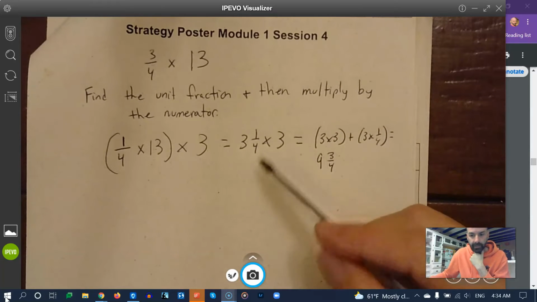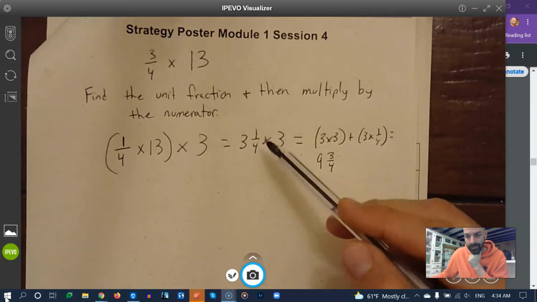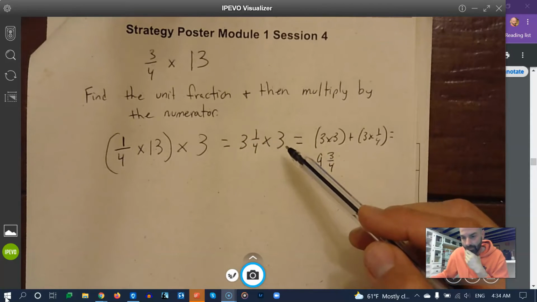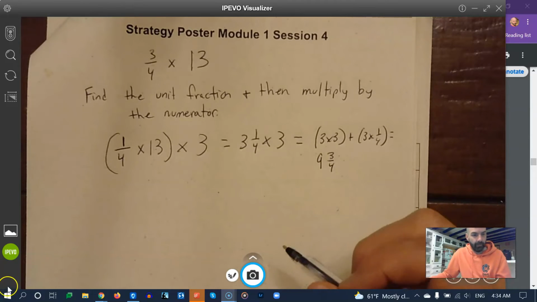This will be the IXL strand. It's doing more work with multiplying mixed numbers and whole numbers together to help you in this process. Let's see another thing that we can do.